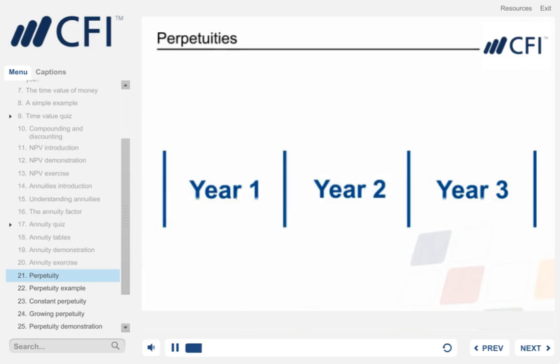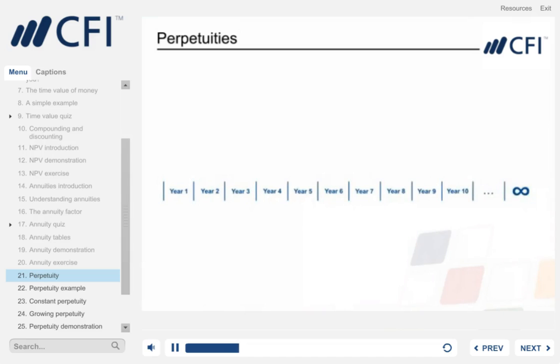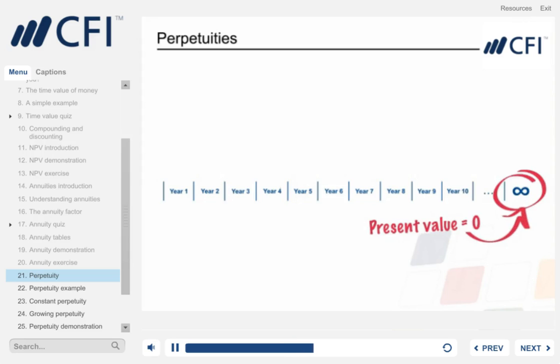A perpetuity is an investment that has no definite end, a stream of cash payments that continues forever. Mathematically, the sum of an infinite stream of numbers is undefined. However, the present value of a perpetuity is not undefined, as eventually the future cash flows are received so far into the future they have no value to us today.